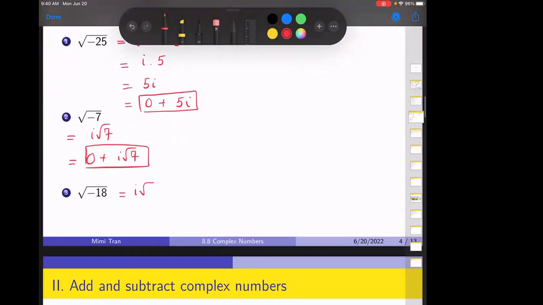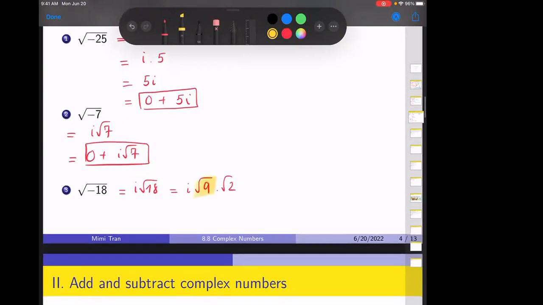Well, first step, i root 18. I'll give you a point just for doing that. Can you simplify root 18 further? Somebody said what? So this one is 3. So 3i root 2, or 0 plus 3i root 2.